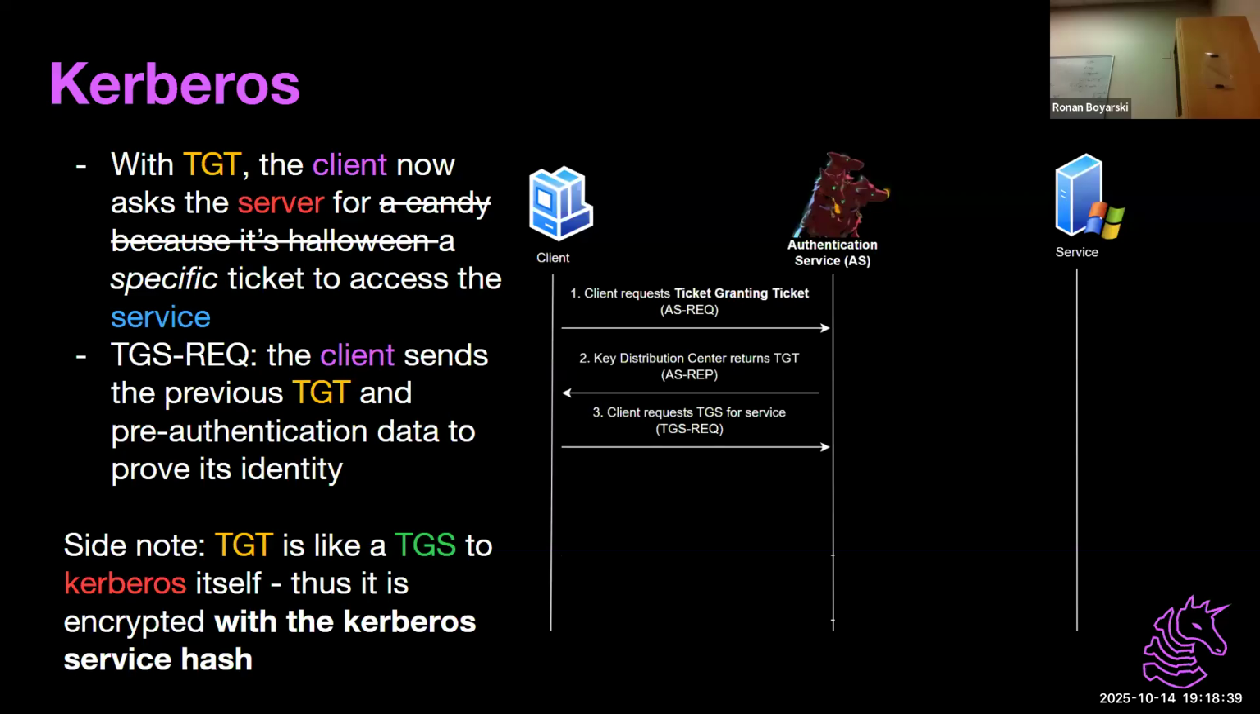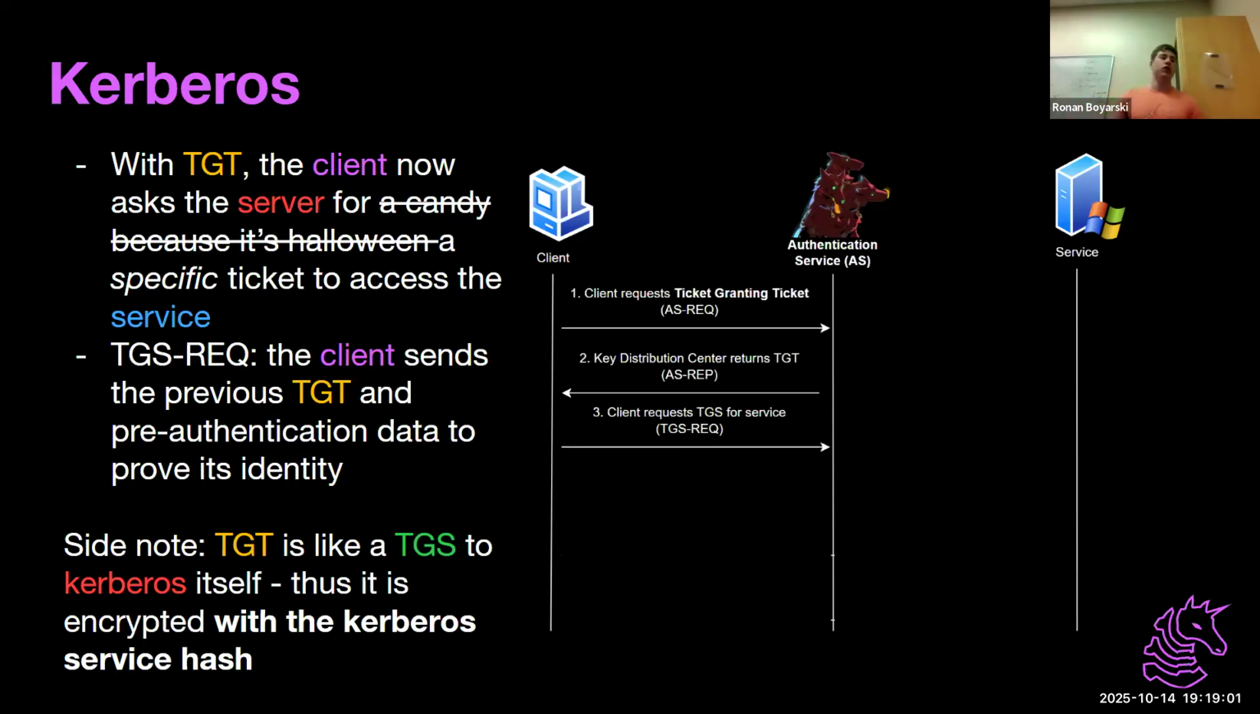And they're like, okay, server, give me a new ticket for that thing over there, because I can't log into that thing over there with the TGT. The TGT is your service ticket to Kerberos itself. So you're going to send a TGS request. You're like, hey, authentication service, I would like that ticket. Here's my current ticket. Give it to me. So a TGT is a TGS to Kerberos itself, right?